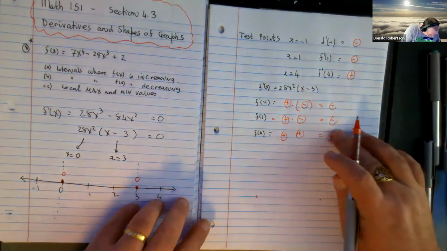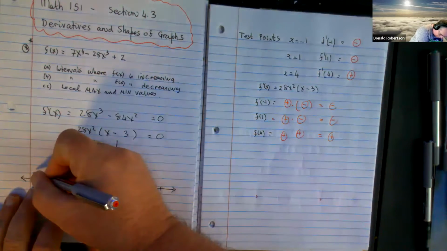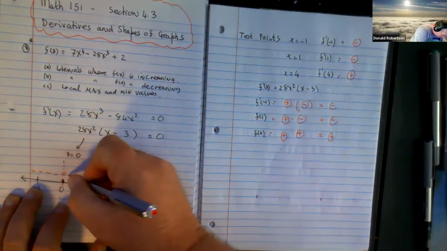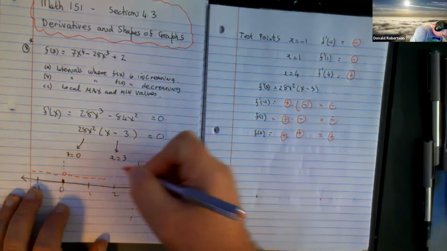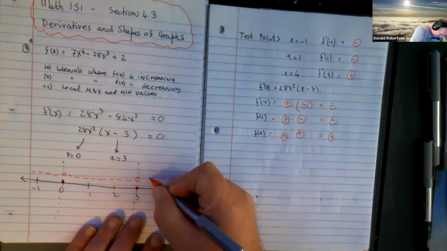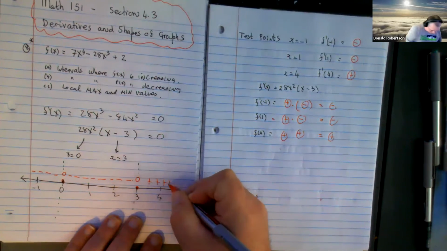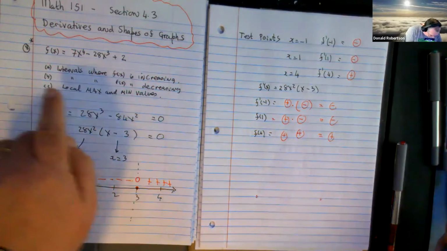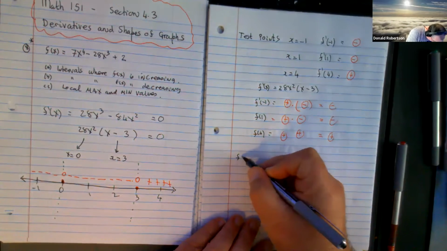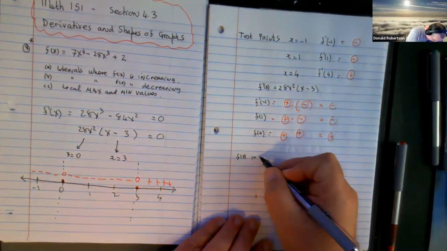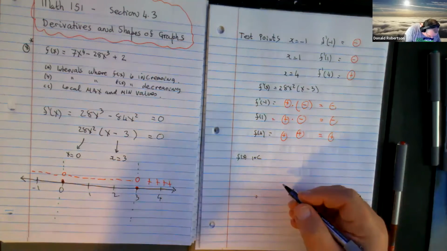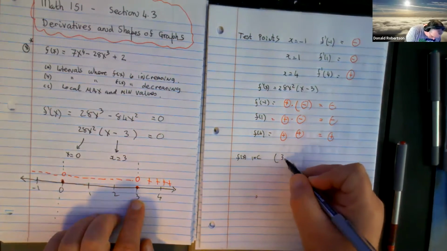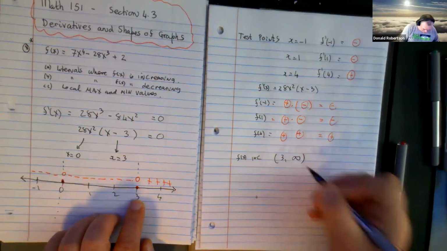So now that we've got all those answers, I'm going to put a negative here, a negative all the way here, and a positive here. Now you want to answer, when is it increasing? Right, the original function is going to be increasing when the derivative is positive, so that's 3 to infinity.